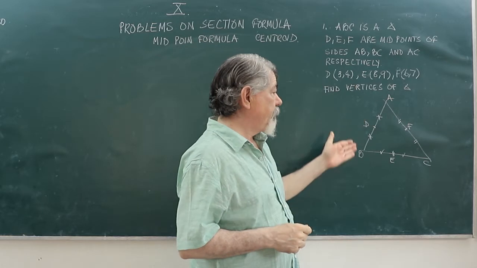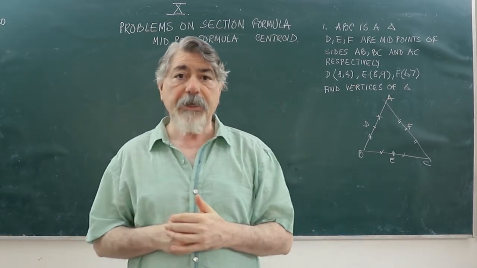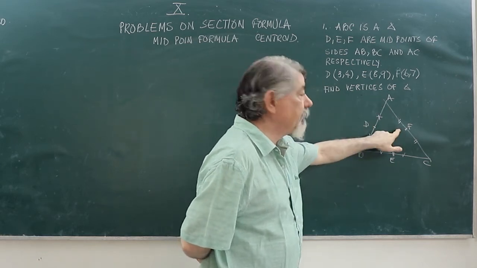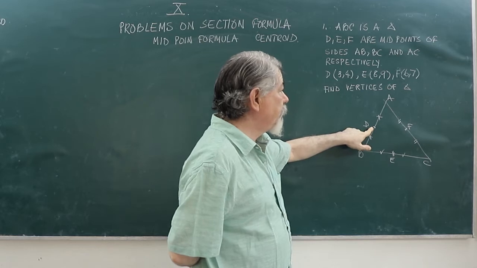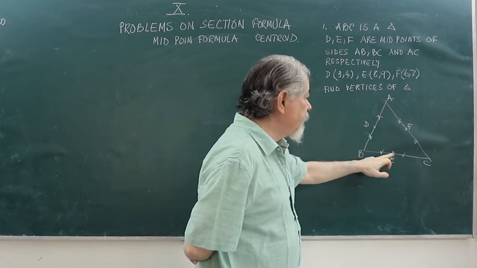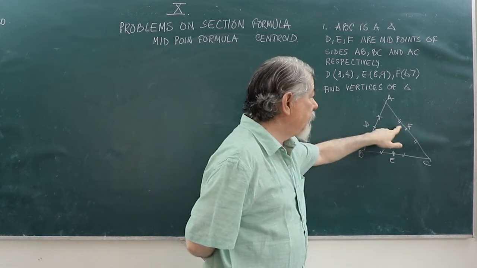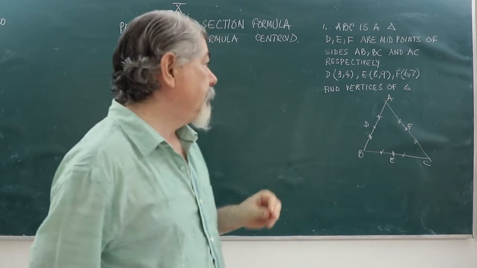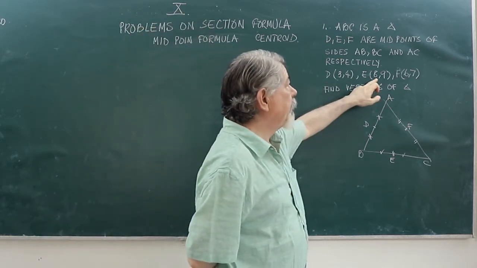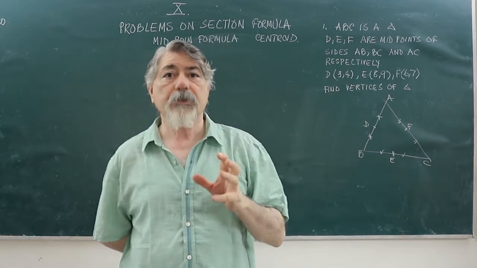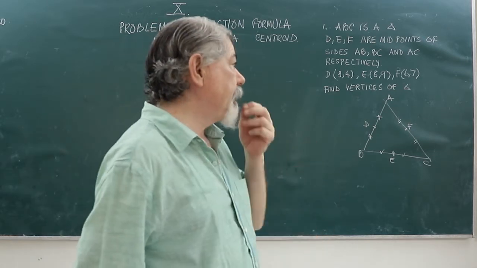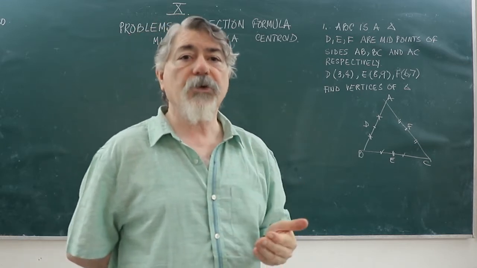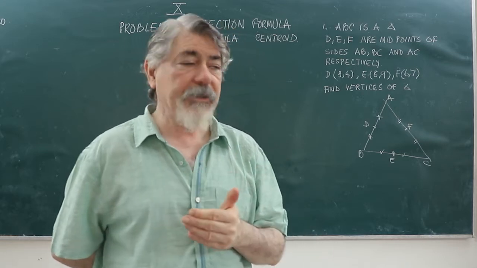Here we have been given a triangle ABC, and the midpoints of AB, BC and AC. D is the midpoint of AB, E is the midpoint of BC, and F is the midpoint of AC. The coordinates of D, E, F are given as (3, 4), (8, 9) and (6, 7). What we have to do is find the vertices of the triangle ABC. That means we have to find the coordinates of A, B and C.